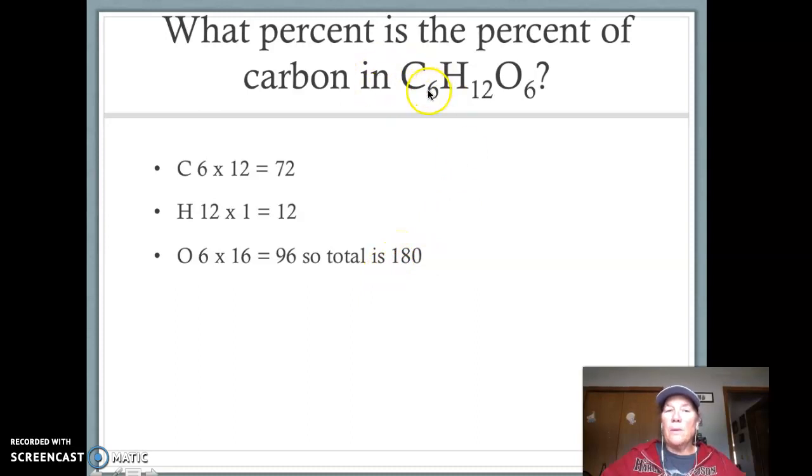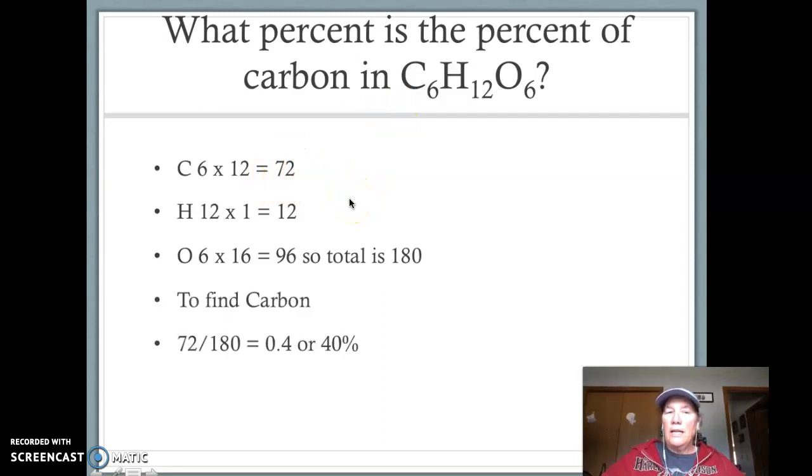So if I just want to do carbon, I'm going to take carbon's mass, 72, not the 12, but I want to know in this compound I have 72 grams of carbon. So what I'm going to do is I'm going to take 72 divided by the total, 180. Okay, so 72 divided by 180 is 0.4 or 40%. So in this compound, which is actually called glucose, it's like the sugar that gives us all our energy, 40% of it is carbon. Okay, that's how you do percent composition.